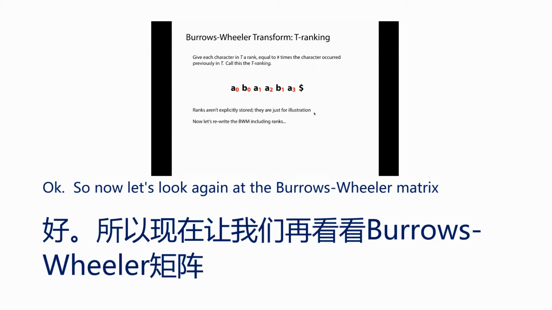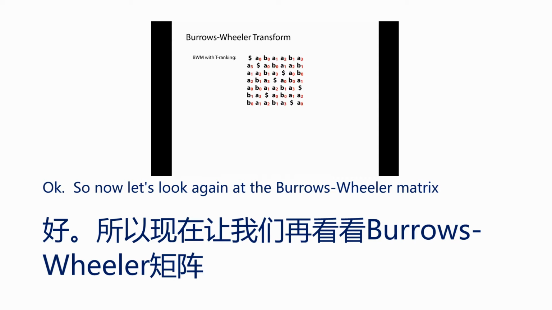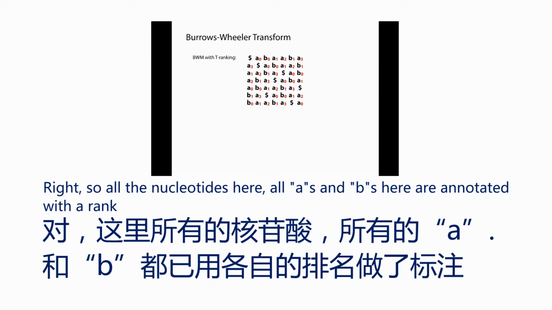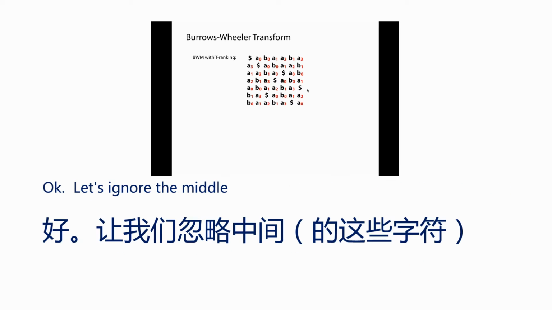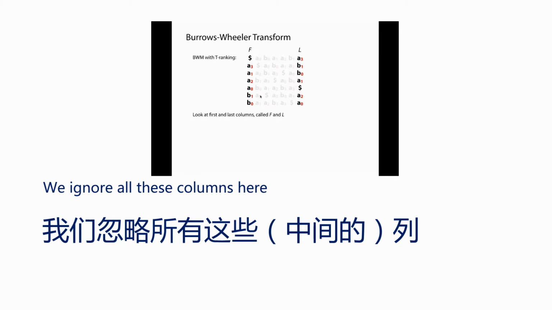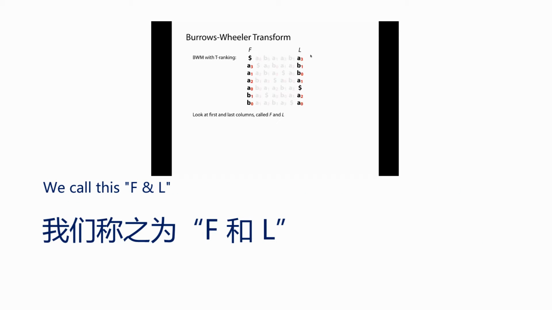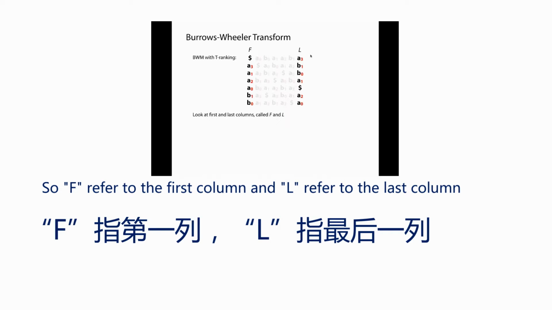Okay, so now let's look again at the Burrows-Wheeler matrix. Except now we have all the characters annotated with their T ranking, right? So all the nucleotides here, all the A's and B's here are annotated with a rank. Okay, now let's ignore the middle. We'll ignore all these columns here. And what we're left with is the first column and the last column of the Burrows-Wheeler matrix. We'll call these F and L. So F refers to the first column, L refers to the last column.